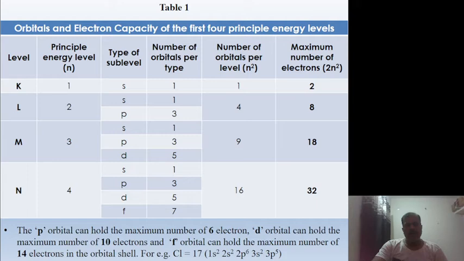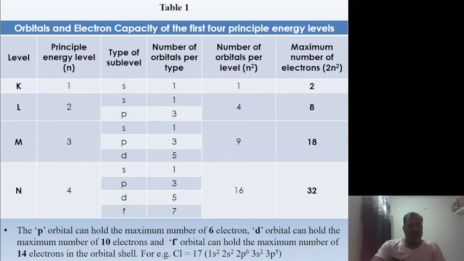In the K level only one sublevel is allowed, that is the s sublevel, and the number of orbitals is only 1. The number of orbitals per level is given by the formula n squared. What is the value? Only 1. The maximum number of electrons is 2n squared. Put this value in this equation, the value is 2. Means the first shell, the innermost shell K, holds 2 electrons.